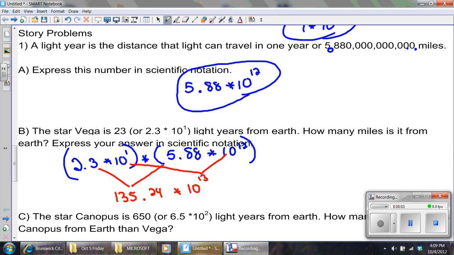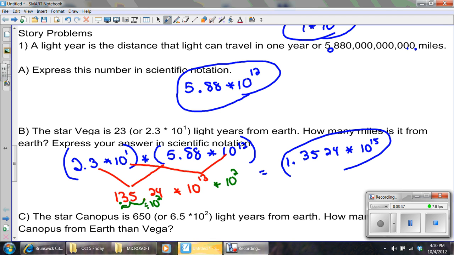Now, going back to what was wrong here, this decimal point needs to be over here, and moving it 2 means I divided by 100, or 10 squared. So I have to multiply by 10 squared over here, giving me the new answer of 1.3524 times 10 to the 15th power. That's the number in scientific notation. That is one monstrously large number.